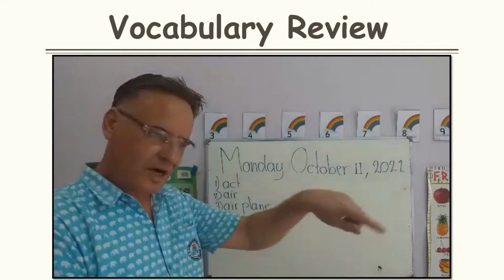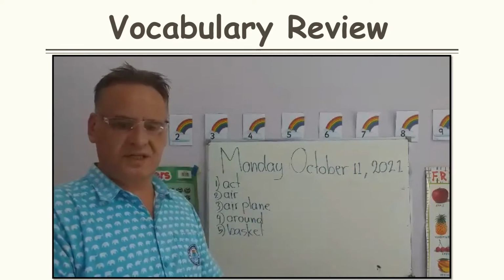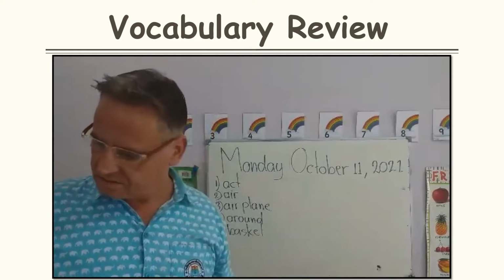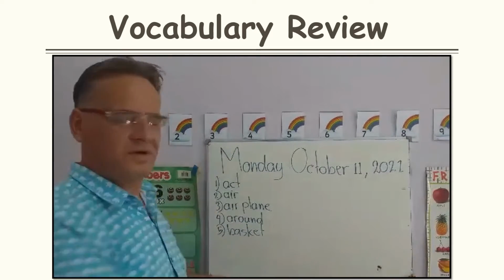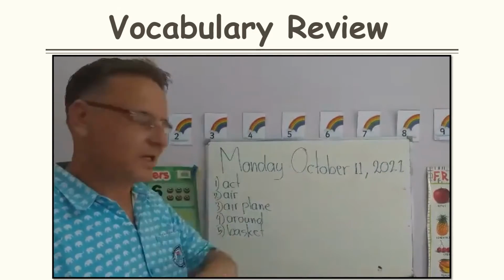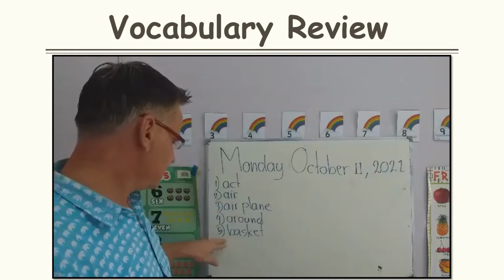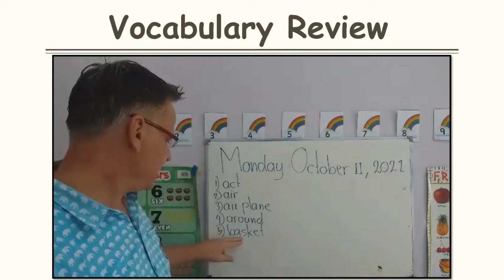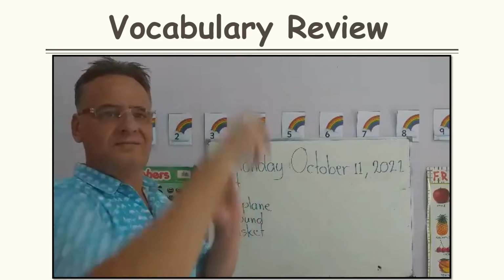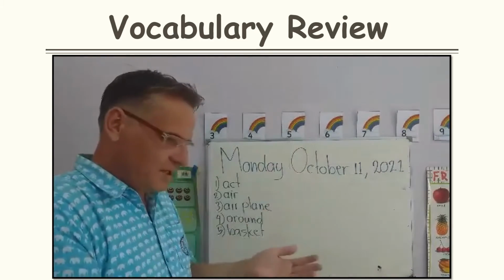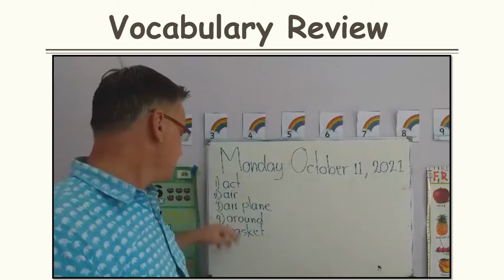Number 4, A-R-O-U-N-D, around. We had this word before. When things are around you, it means they're all around you, but not in a circle. They don't have to be round, but there could be something in front of you, or next to you, or behind you, then it means around. And number 5, we had this word before as well, basket, B-A-S-K-E-T. Basket. Now, you know basketball, right? That's a basket. Also a basket with a bottom, you can put apples in, put it on the table. It's also a basket.